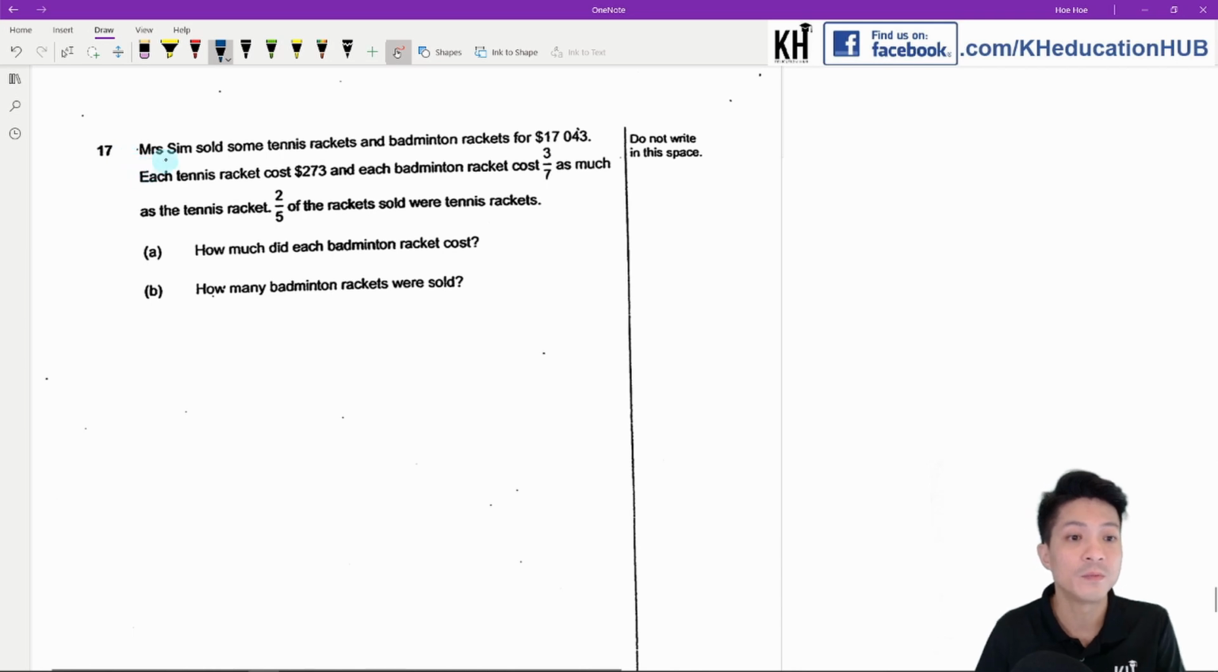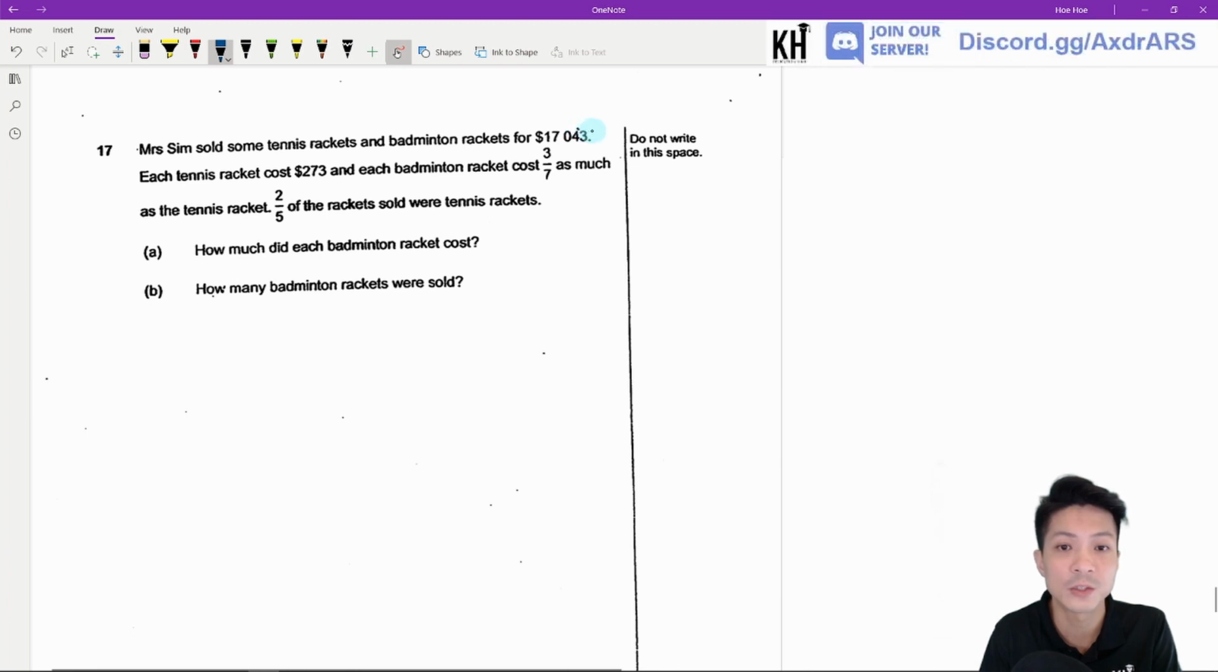Question 17. Mr. Sim sold some tennis rackets and badminton rackets for $1,743. Each tennis racket costs $273 and each badminton racket costs 3/7 as much as the tennis racket. 2/5 of the rackets sold were tennis rackets.